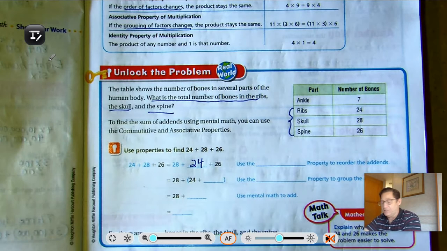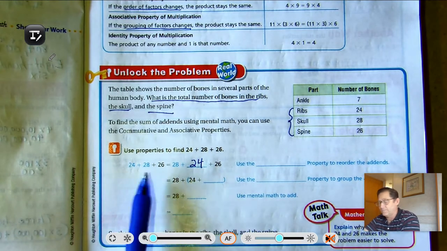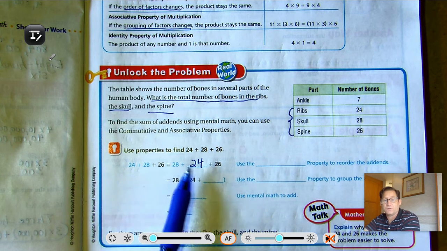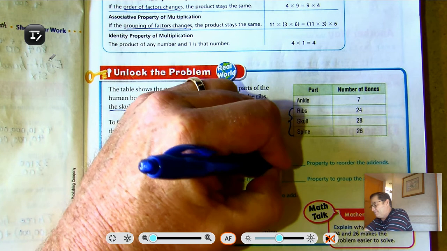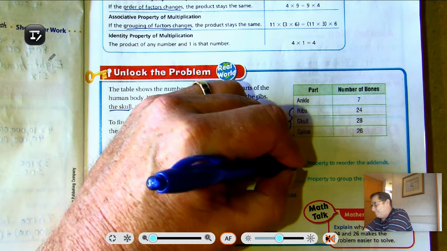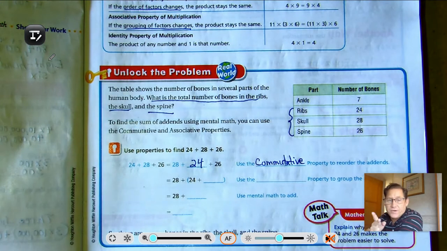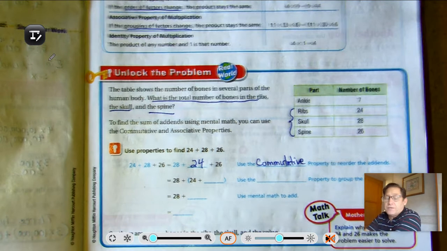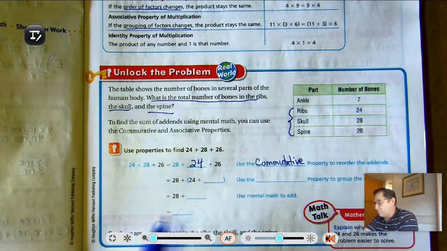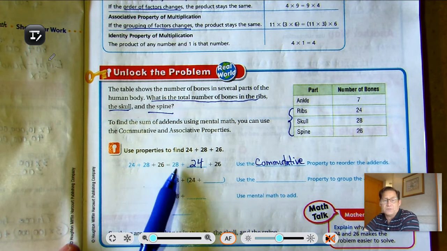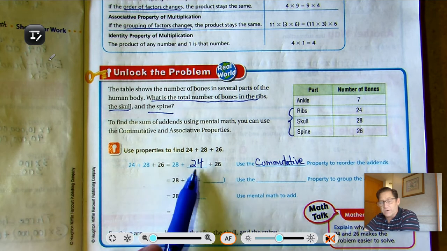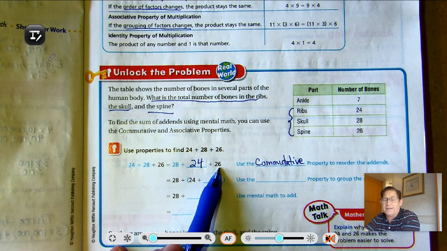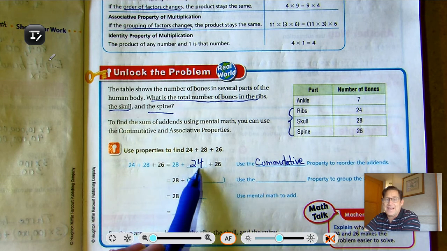Okay, so all I'm doing is changing the order of the 28 and the 24. The addends 28 and 24 are switching places. That's based on the commutative property. So that allows us to reorder. Now let's use the associative property to group them. Right now, if I didn't have any grouping symbols, I'm supposed to add 28 plus 24. But the reason I moved the 24 was because I wanted to add it to the 26, because that's an easier number. Because 6 and 4 makes a 10.